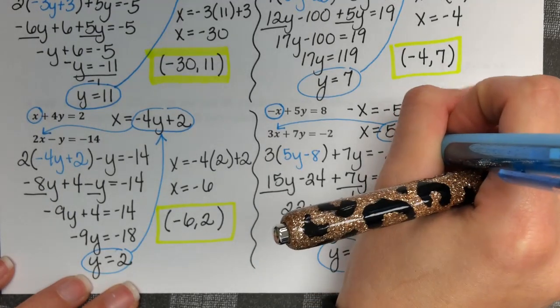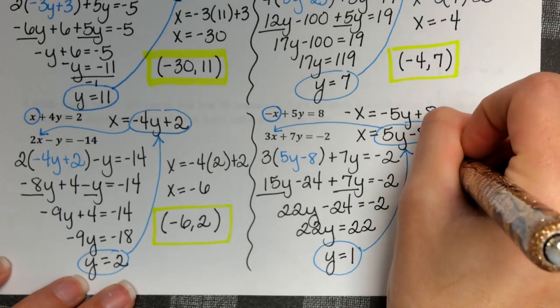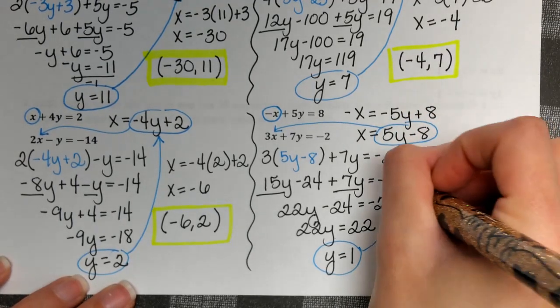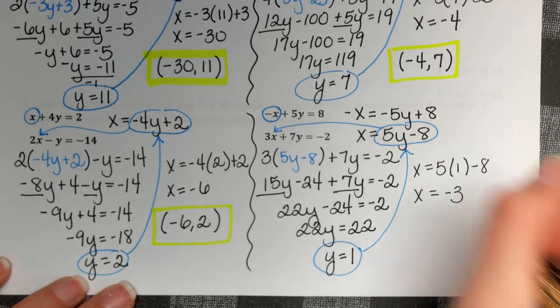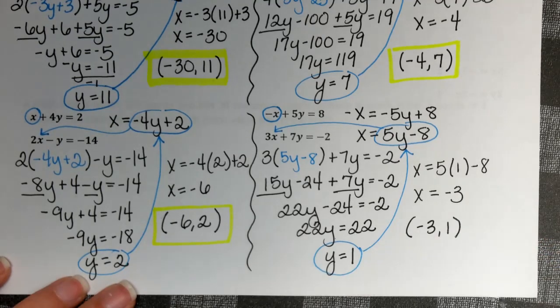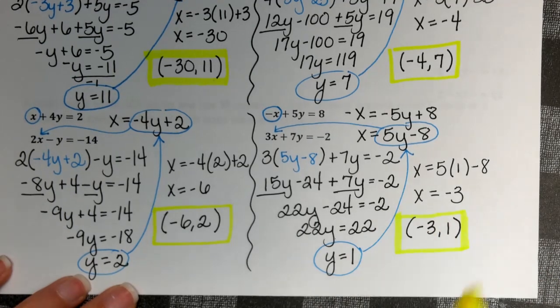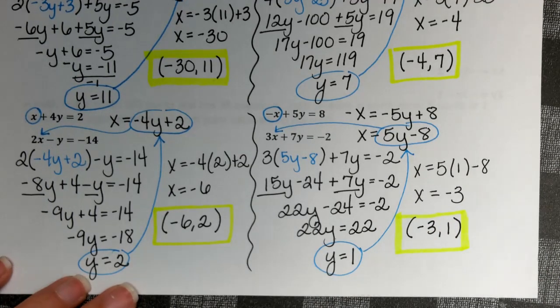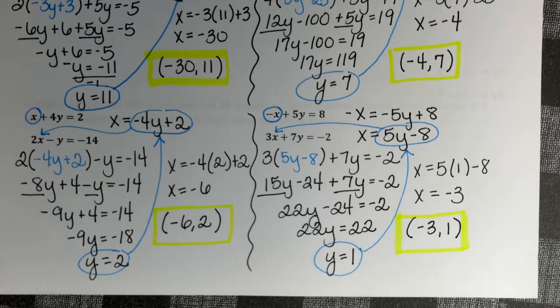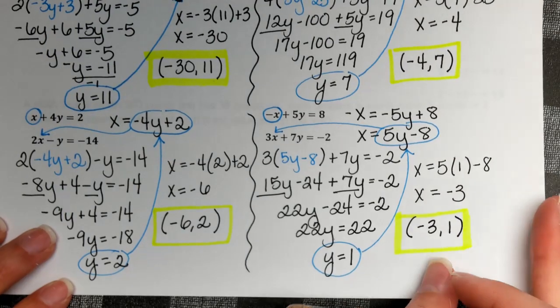Take this 1, plug it in, and I get x equals 5 times 1 minus 8. So x equals negative 3. So I have negative 3, positive 1. And then you would check it. Okay, so make sure, even though I'm not checking it in these notes because I've already shown you twice how to do it, you need to be in the habit on your homework and anytime you're doing it independently to check every single problem. Okay?